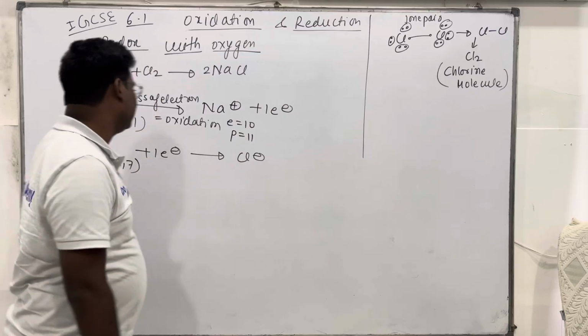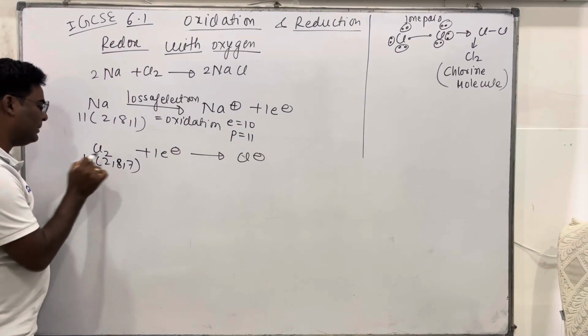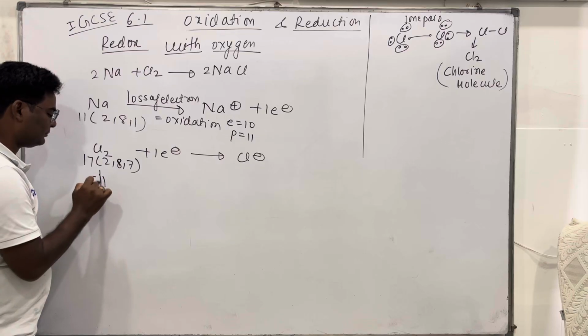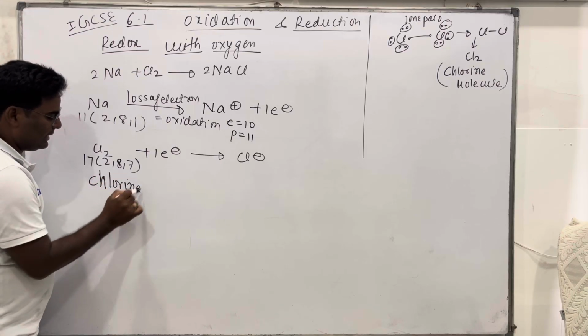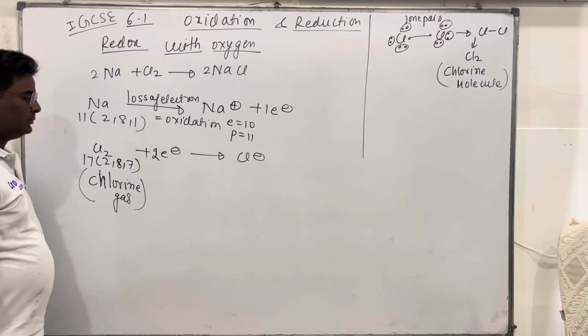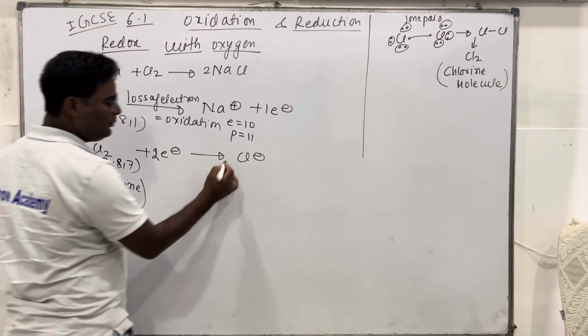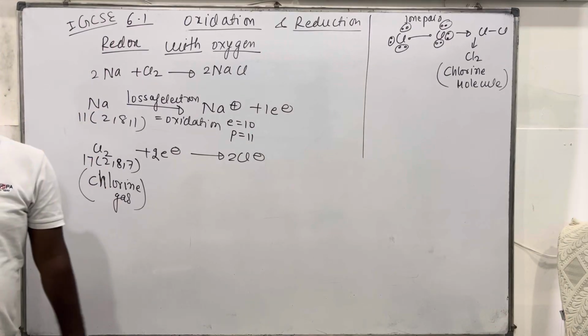Can you see clearly? So I will write here 2. So it will become chlorine gas, and it will gain the 2 electrons. Understood? Then it will form 2 atoms of chlorine, because 2 chlorine is there, no?